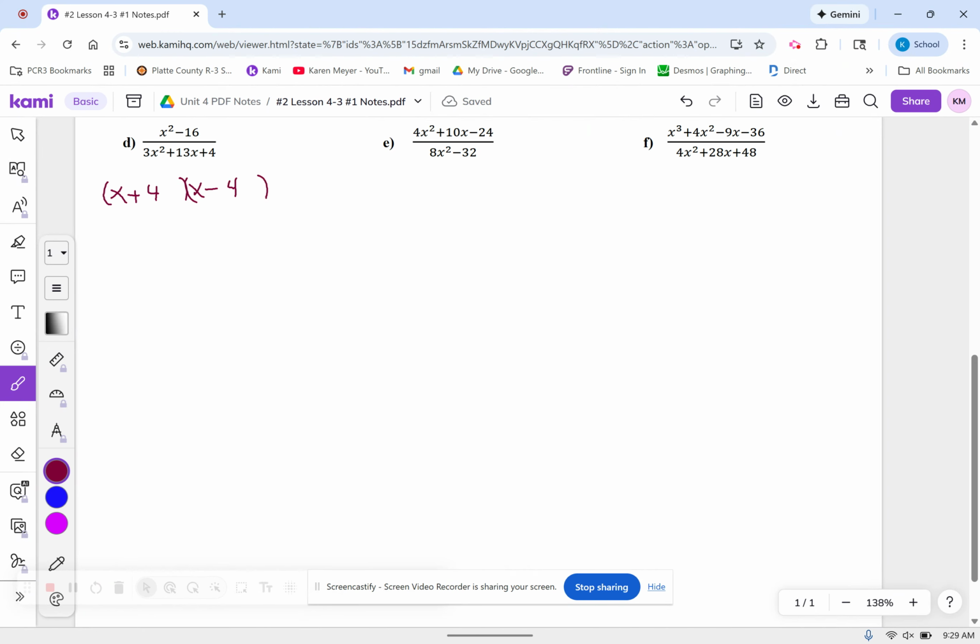On the bottom, it doesn't have a GCF, and this one does not start with a 1x squared, so this one is going to be long factoring. Okay, and long factoring, you're going to have to make the x, so I'm going to jump way down here. So I'm going to make the x, and remember it's a times c, so 3 times 4 is 12, and the middle is 13. So what multiplies for 12 that adds for 13? And that is 1 and 12.